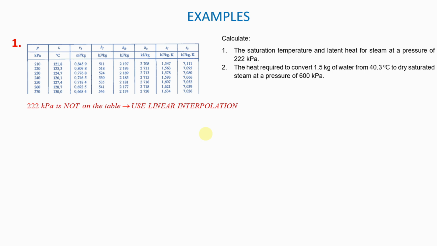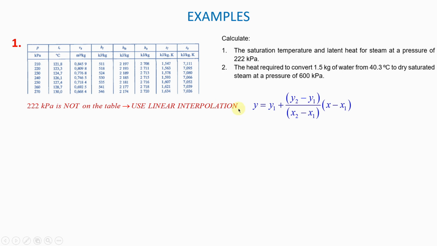And so I'm not going to bore you with the details. I'm just going to give you the equation that is going to be useful to you in order for you to successfully apply linear interpolation to estimate the value for Ts for a pressure of 222 kilopascals and the value for hfg, because hfg is the latent heat. Okay, so the equation is this one.